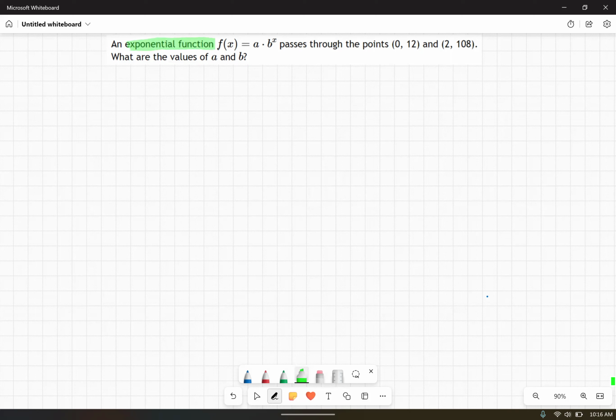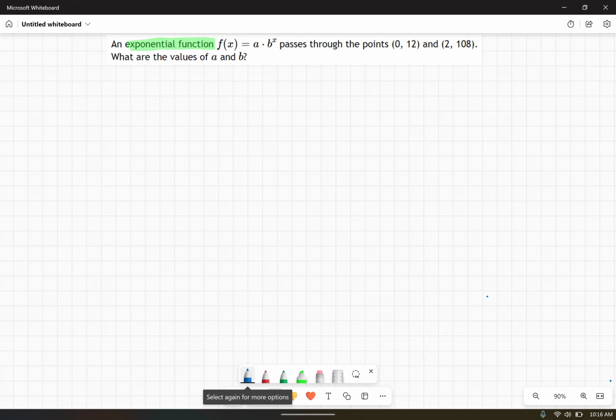But this problem has nothing to do with that, right? The fact that it's an exponential function has no bearing on how we do this problem. This is a common problem. We could have the same problem applied to a rational function or a quadratic function or a linear function, right? So we would approach this problem in the exact same way, regardless of the type of function.